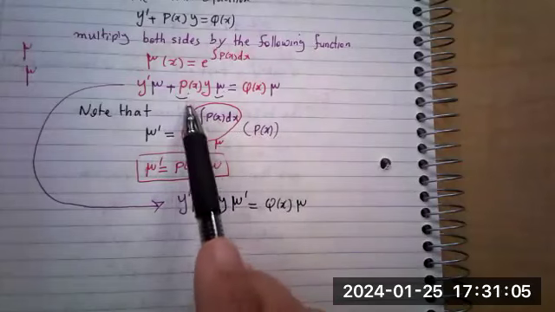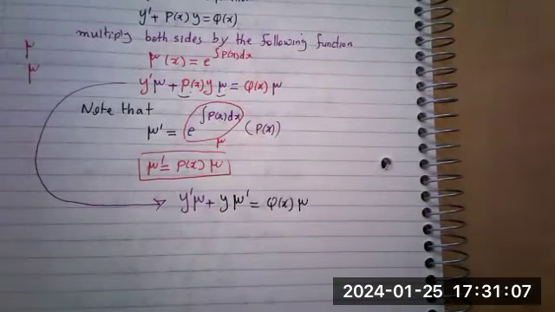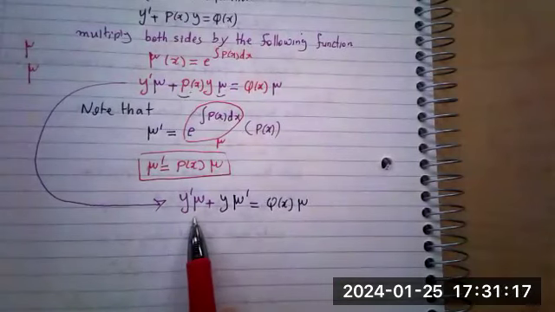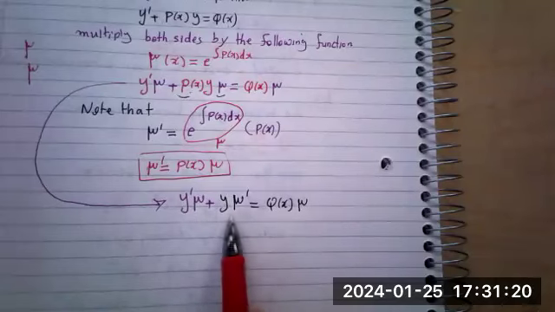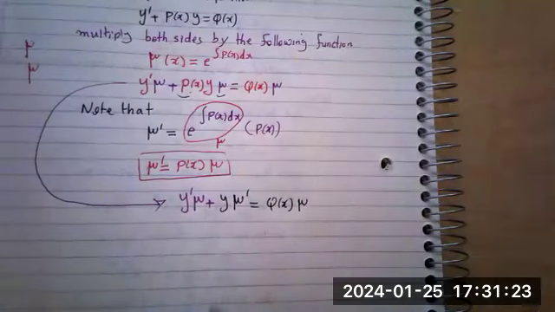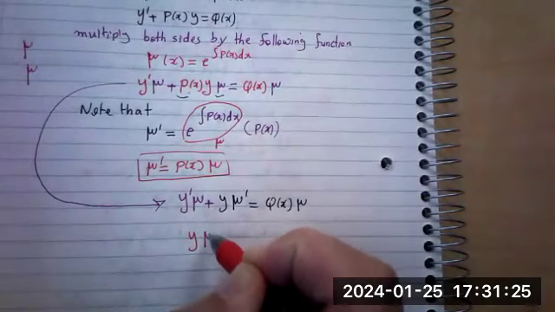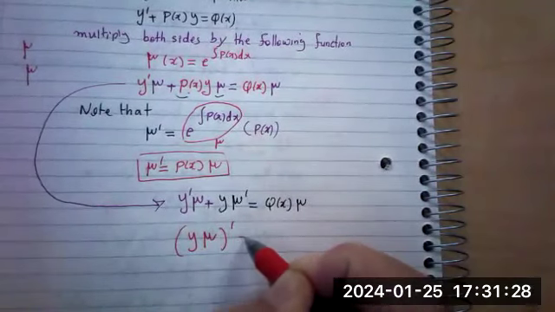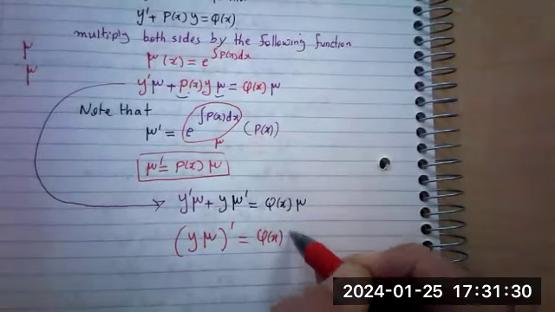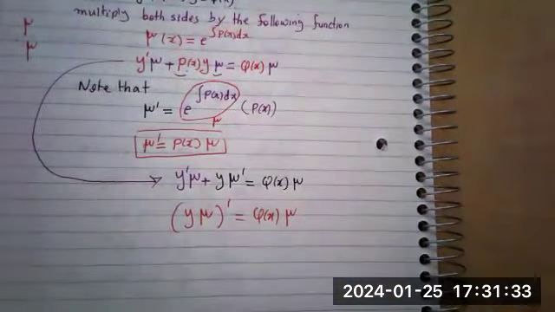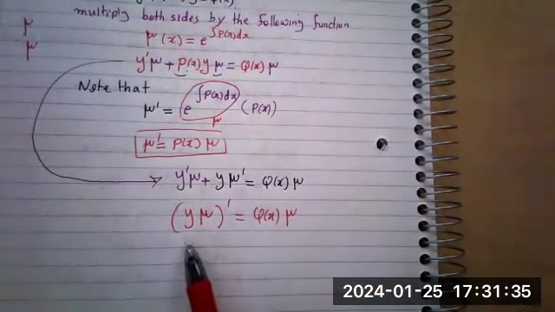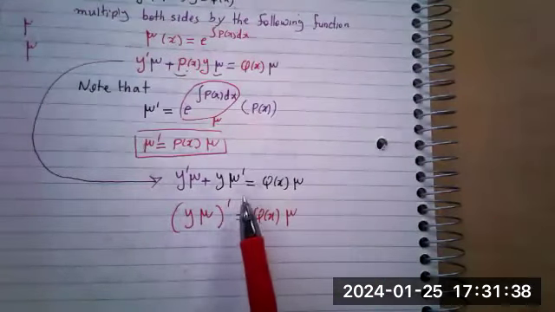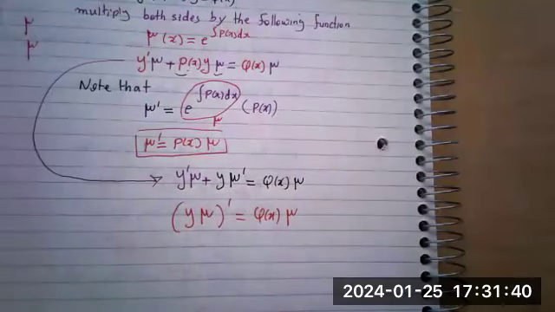So I just go back here and substitute. Now look at the left side: it's exactly what I'm looking for. It's just the derivative of a product of two functions: the derivative of the first times the second, plus the derivative of the second times the first. So instead of this, I can write the derivative of y times mu equals q of x times mu. Because when you differentiate it, you get the derivative of the first times second, y prime mu, plus the derivative of the second times first, mu prime y.